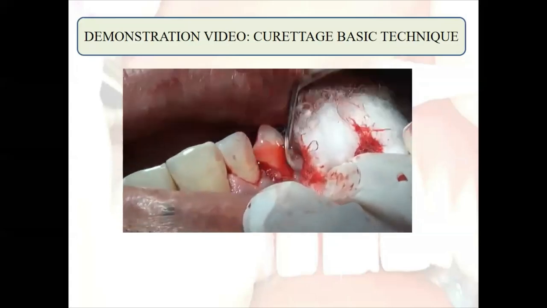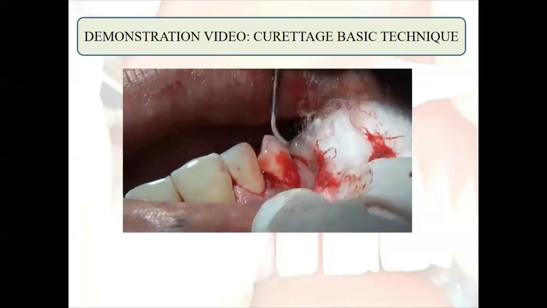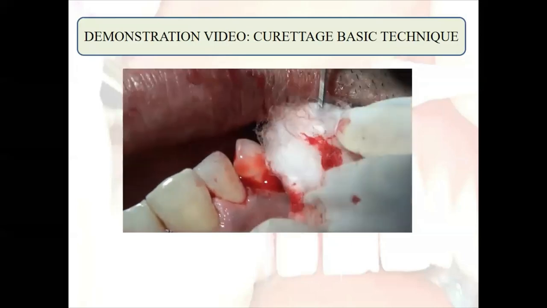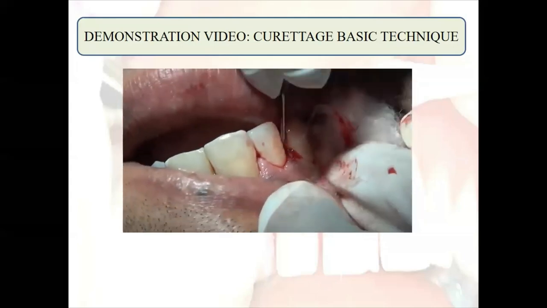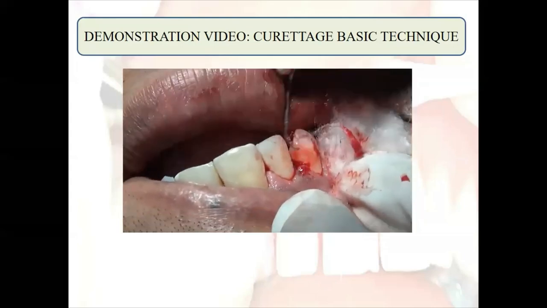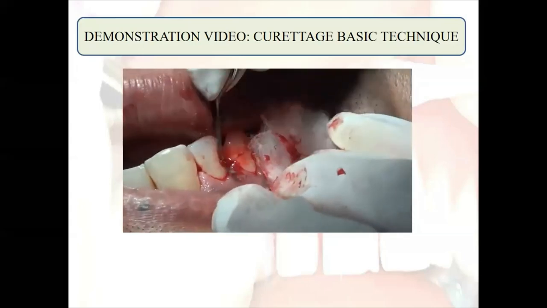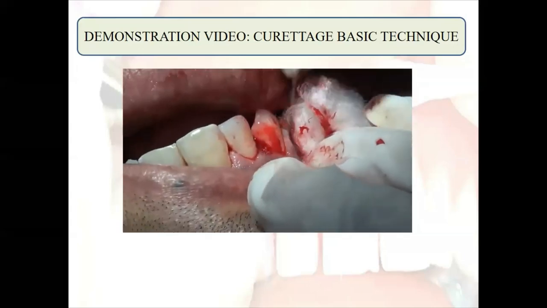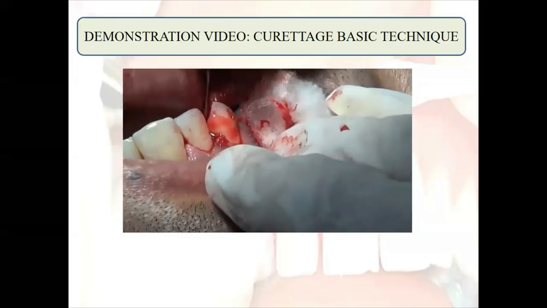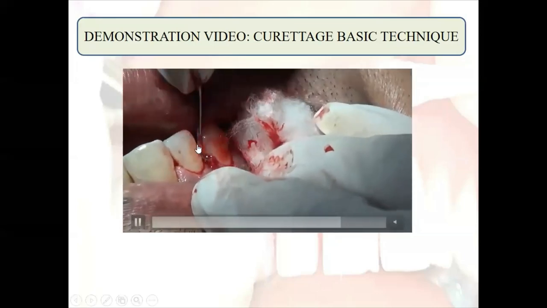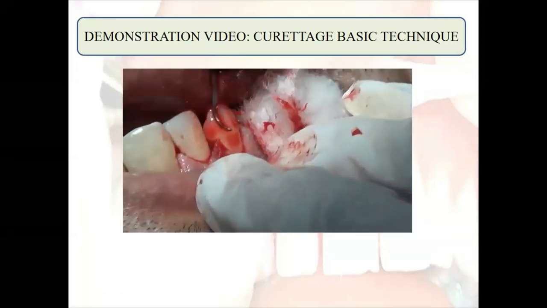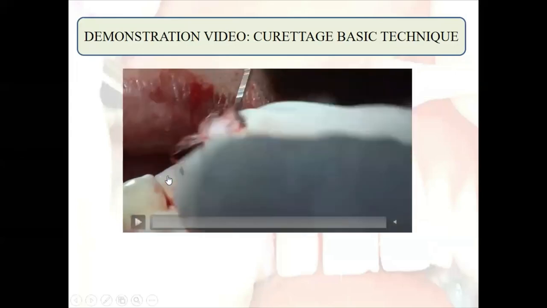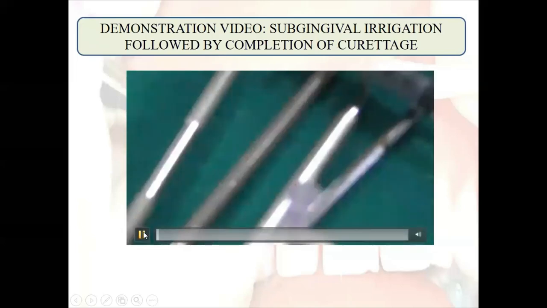We can see that we are towards the completion of the procedure. You can very well appreciate the granulation tissue and soft tissue coming out. After removing it, you can see the fresh bleeding which is much lighter in color. And if you look at the attached gingiva, the bluish tinge has started becoming visible, indicating the completion of the procedure.